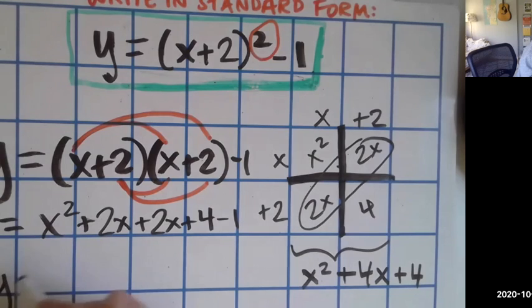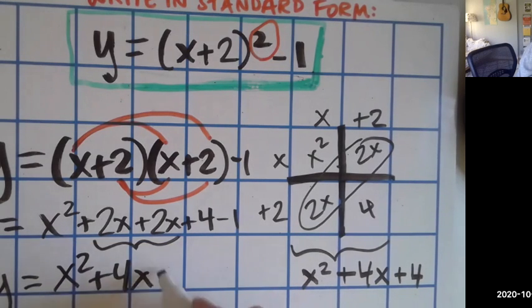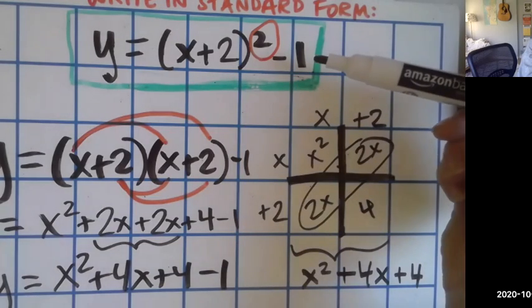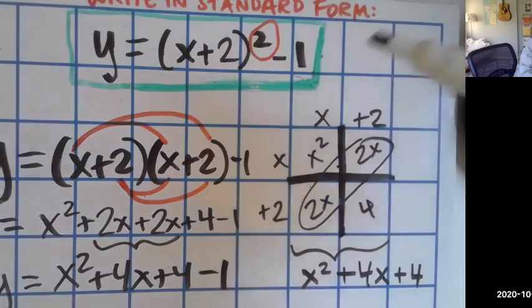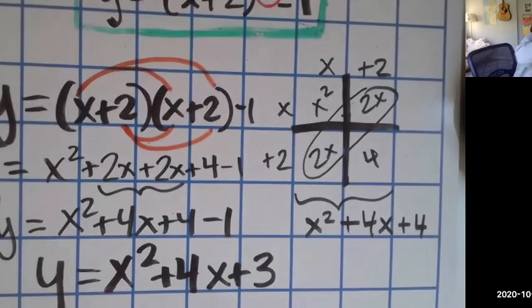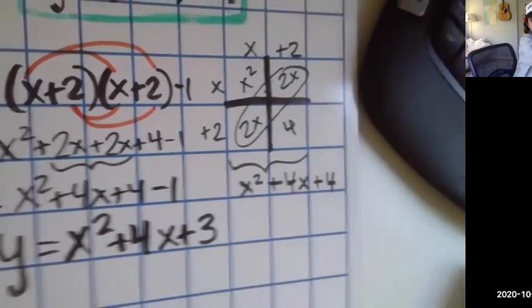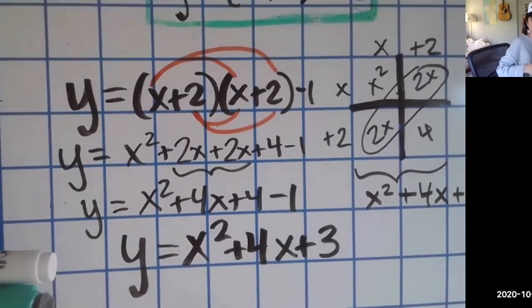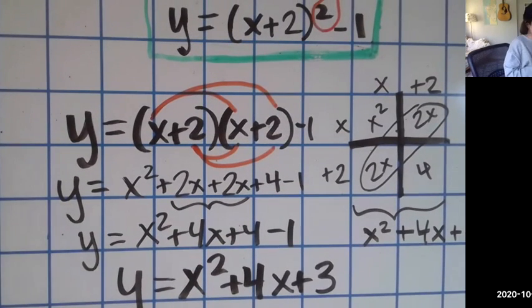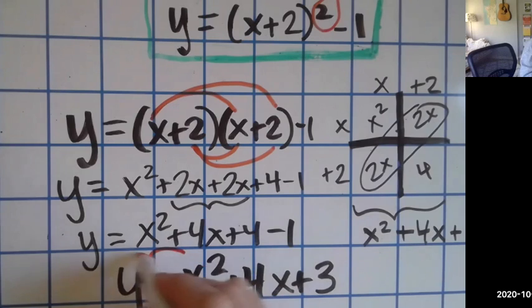So any way you slice it, when you square the x + 2, you get x squared + 4x + 4. Same thing I got when I did the box method, but I'm still subtracting 1 from the very end, because this original was a square minus 1 unit. So my final answer in standard form is y equals x squared + 4x + 3, because 4 minus 1 is 3. Okay, this is now in standard form.